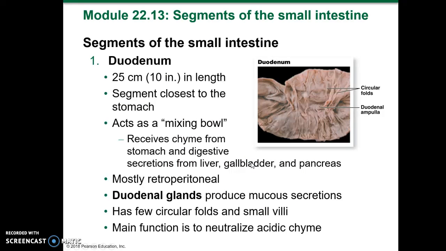The duodenum is 10 inches in length. It's the segment closest to the stomach, and it acts as a mixing bowl. It receives chyme from the stomach and digestive secretions from the liver, gallbladder, and pancreas. It's mostly retroperitoneal. The duodenal glands produce mucus secretions. It has few circular folds and small villi. The main function at the duodenum is to neutralize the acidic chyme.